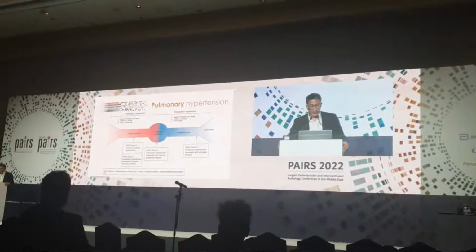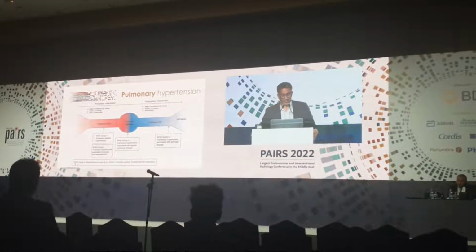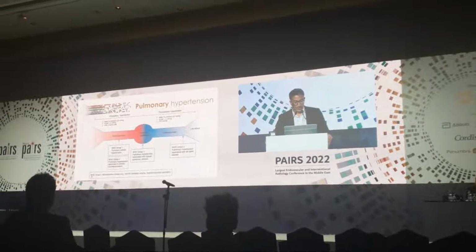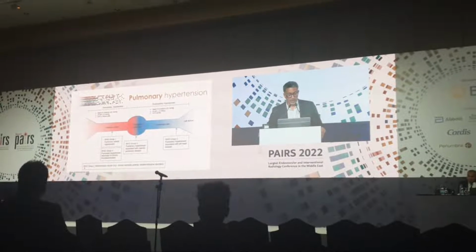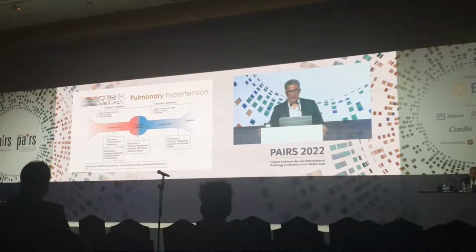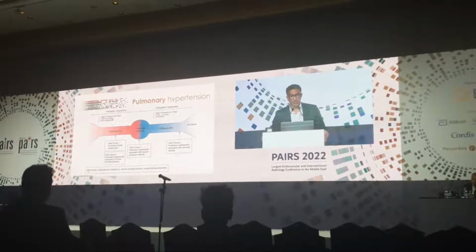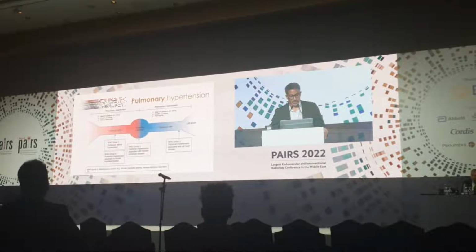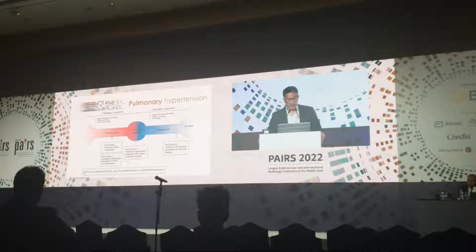Pulmonary hypertension has been classified by the World Health Organization and refined recently. You see here that we have two categories, pre-capillary and post-capillary hypertension. The most important one for interventional radiology is group 4, pulmonary hypertension secondary to chronic thromboembolic disease.